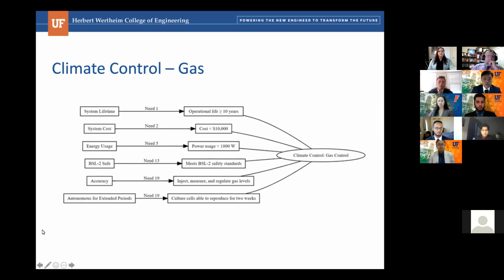Take it away, Andrew. Thanks, Mateo. So for the gas control subsystem, there are 6 customer needs that influence it, which are shown here. As with the others, the system lifetime was to be maximized and the cost and energy usage were to be minimized. However, those didn't really drive the design as much as the needs relating to accuracy, BSL2 safety, and the automation of the system.